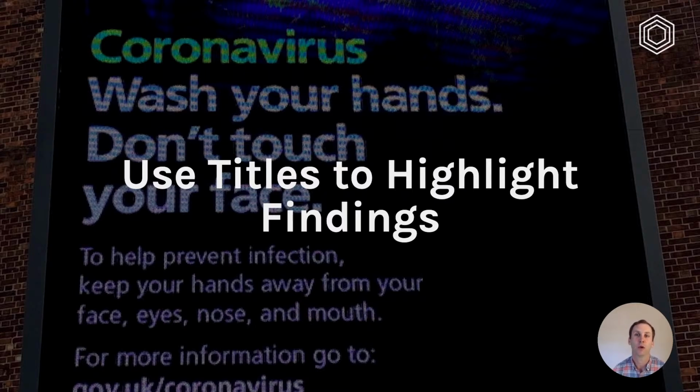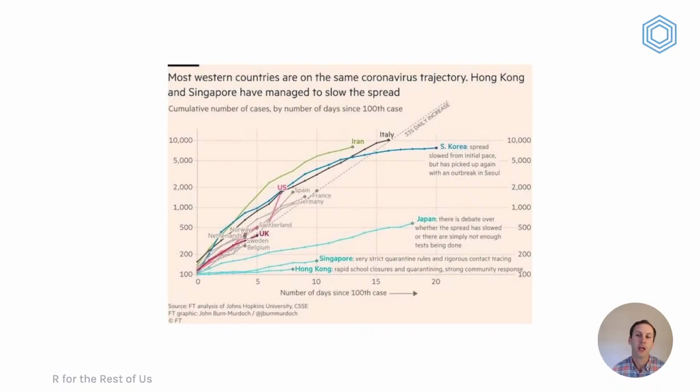The main thing I want to get across is that you should actually use your titles to highlight your findings. If you take a look back at the visualization from the Financial Times that we've looked at several times, note that the title here is not a generic "spread of coronavirus." It's actually telling you what the main finding is: most Western countries are on the same coronavirus trajectory, while Hong Kong and Singapore have managed to slow the spread. This is a really effective way of getting across the main message, not forcing your reader to figure out what it is.